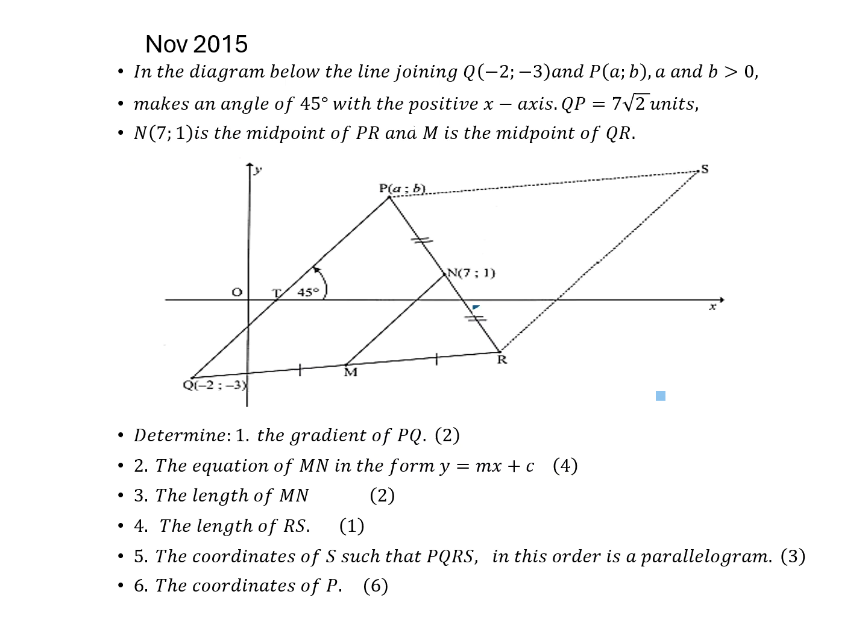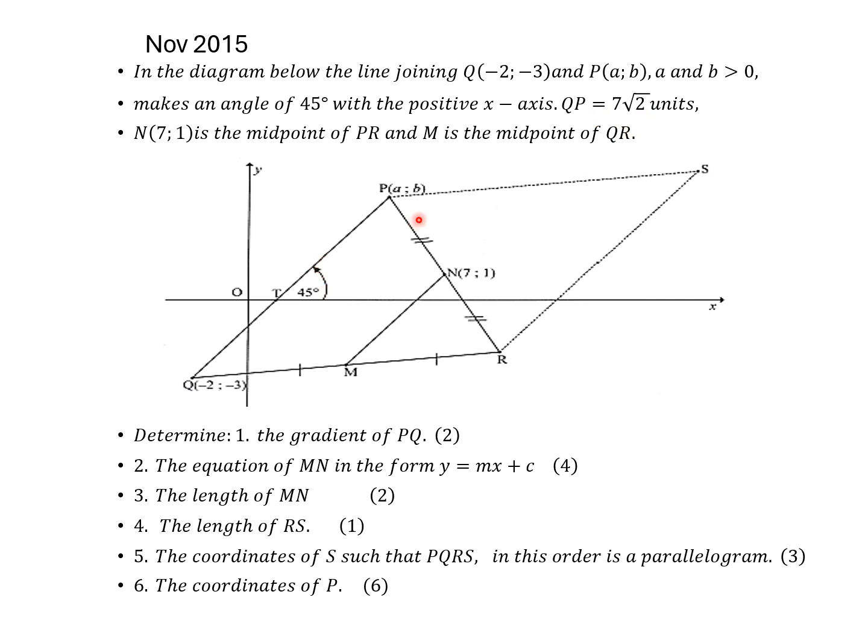In this grade 11 analytical geometry, again I'm looking at the grade 12 question on a parallelogram. November 2015, diagram below, the line joining Q(-2; 3) and P, A and B greater than 0, makes an angle of 45 degrees. So the angle of inclination there is 45.